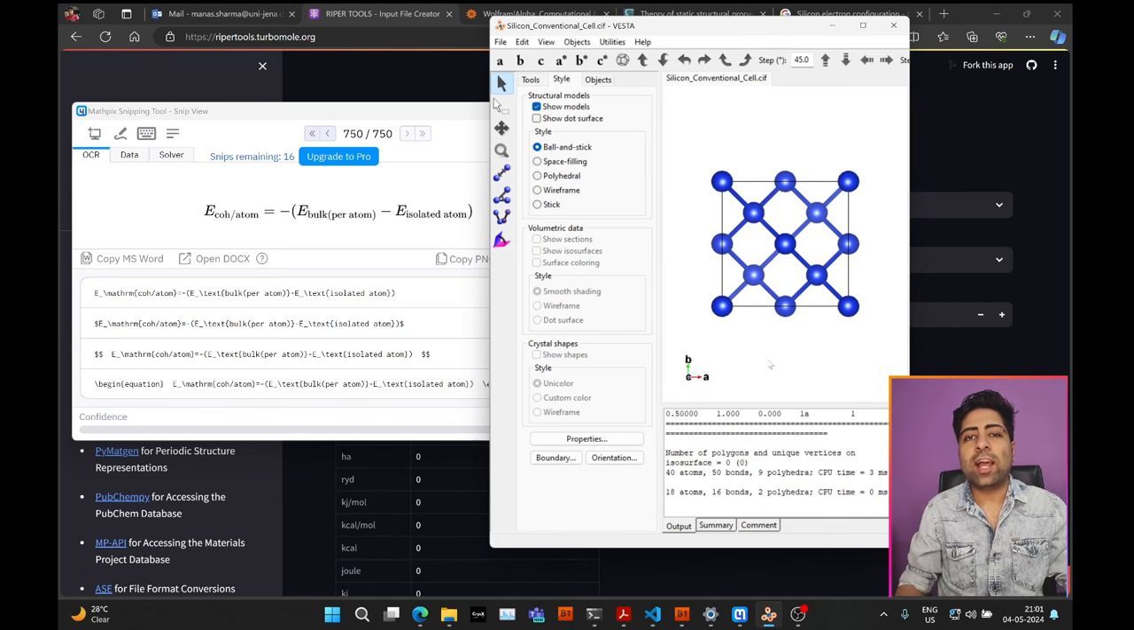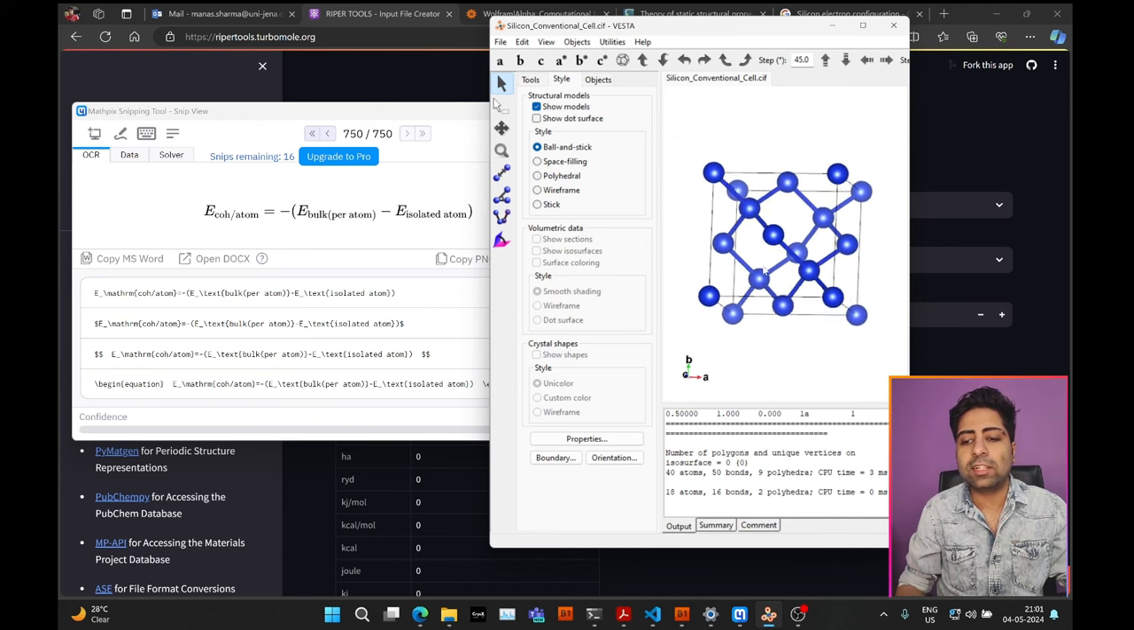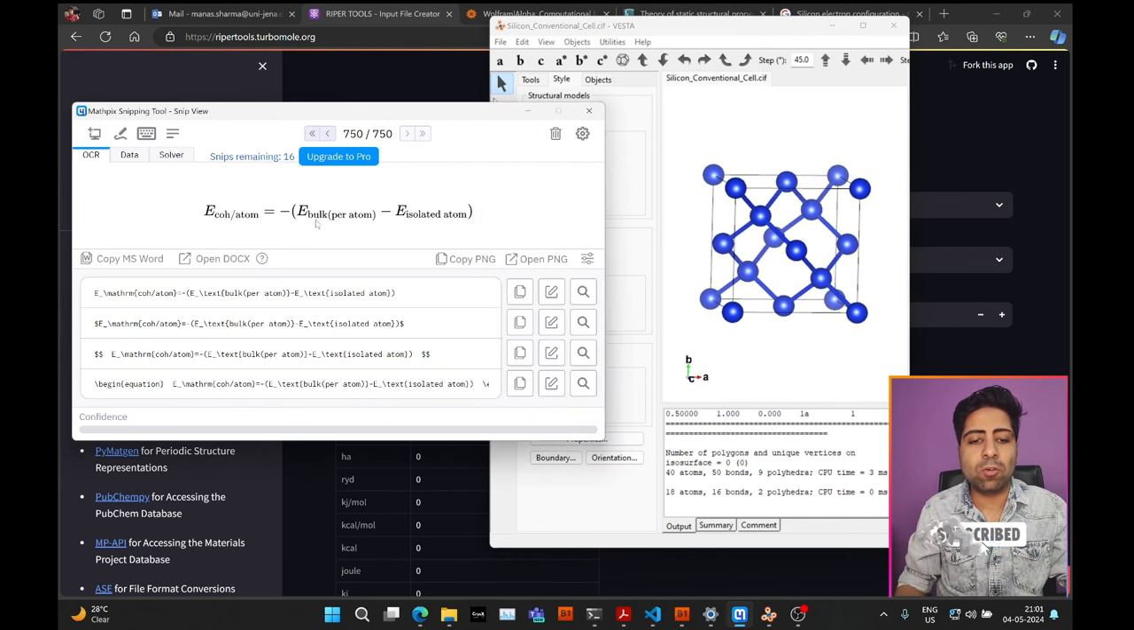In this tutorial, I'll be showing you guys how to calculate the cohesive energy per atom for a crystal using Quantum Espresso and density functional theory. And as an example for this tutorial, we'll be calculating the cohesive energy per atom for the silicon crystal that you can see right over here. And the formula for the cohesive energy per atom is given as shown over here.